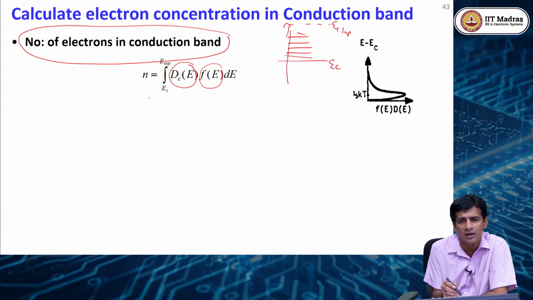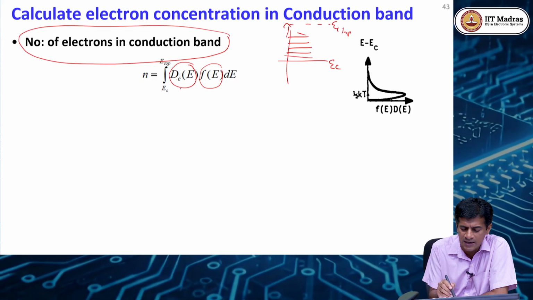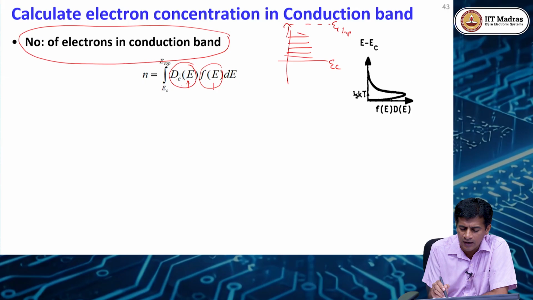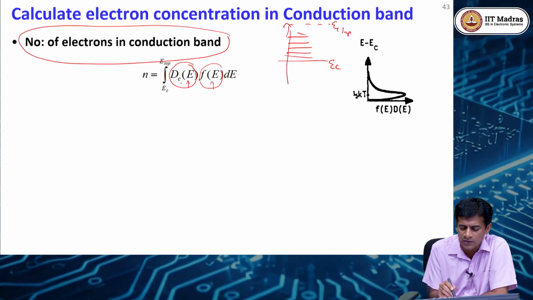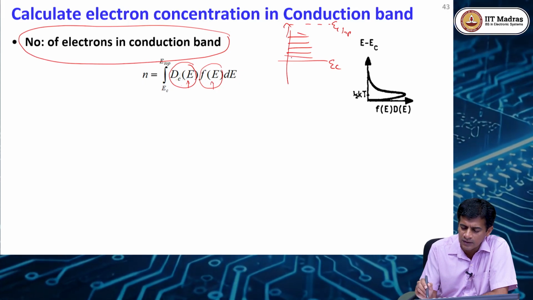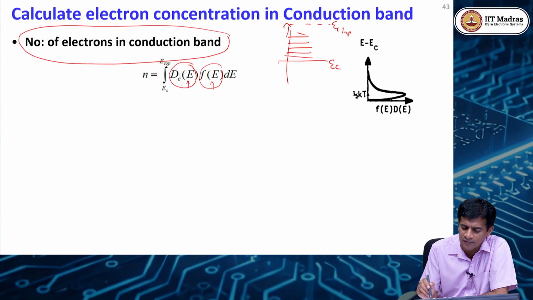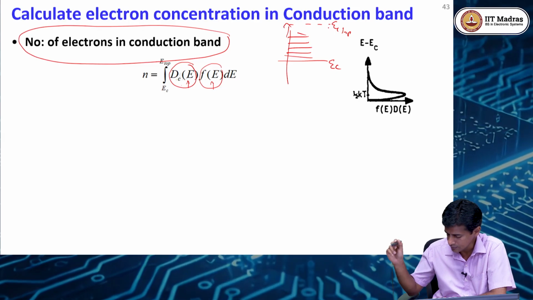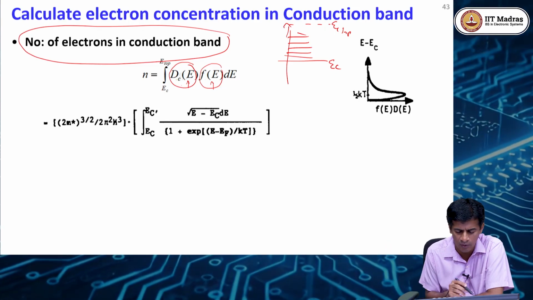All we need to do is, it's a symbol. We see how many states are available at each energy level and what is the probability of an electron occupying that energy level. Once you multiply that, we do an integration from the bottom of the conduction band to the top of the conduction band. That's all. Now, let us put all those things together.